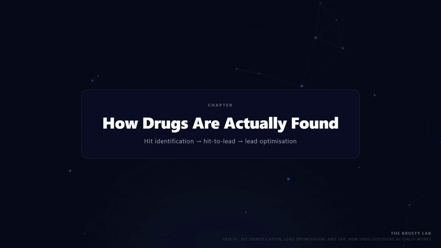Today we are covering how drugs are actually found. Not by accident, not by luck. Found deliberately through a systematic process. Hit identification, hit to lead transition, and lead optimization guided by structure-activity relationships. This is the engine that runs pharmaceutical drug discovery, and several people in this room have significant misunderstandings about how it works. I understand it. I just don't respect the timeline.